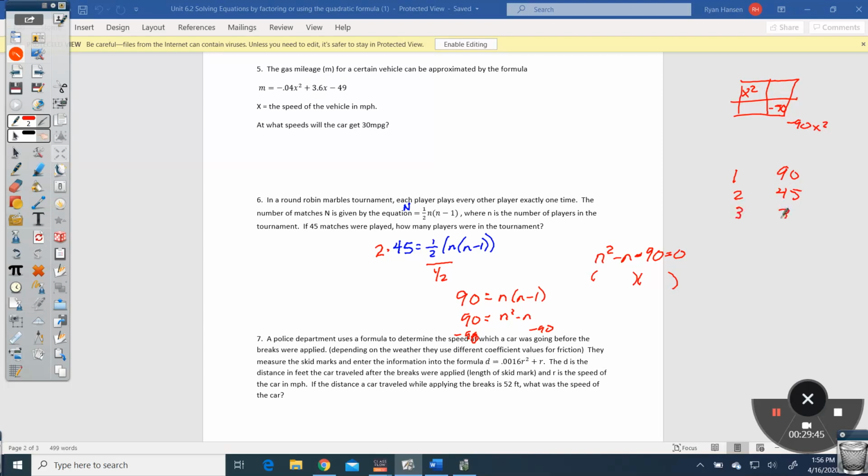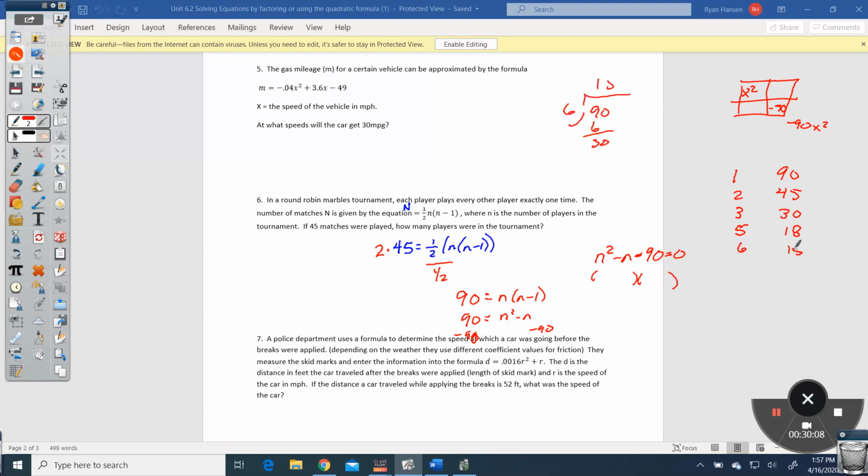And then 3 times 30 makes 90. 4, I don't believe, goes into it. 5 and 18. 6, I don't think 6 does, but maybe it does. Looks like it does.